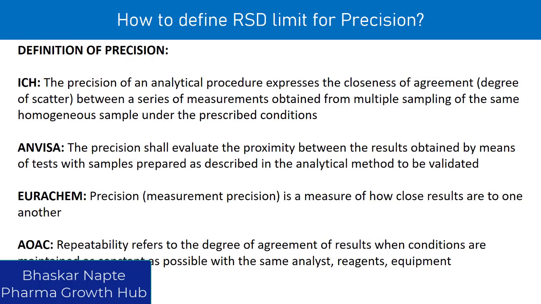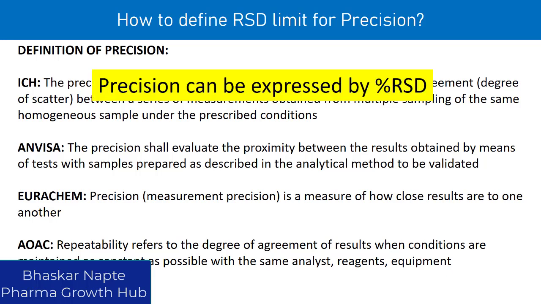So you must know that according to the various guidelines like ICH, NVISA, EURACHEM, AOAC, and many more, the definition of precision is very much defined. And you can refer to the definitions on the screen. And if you understand, all these guidelines say that the precision can be expressed by percent RSD or standard deviation.